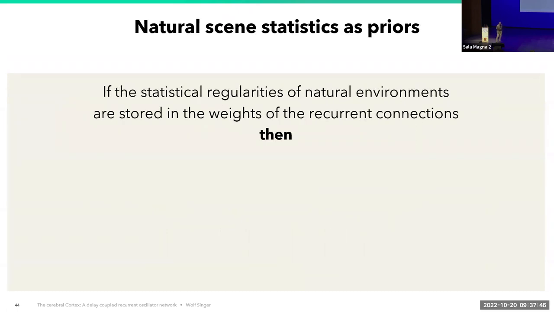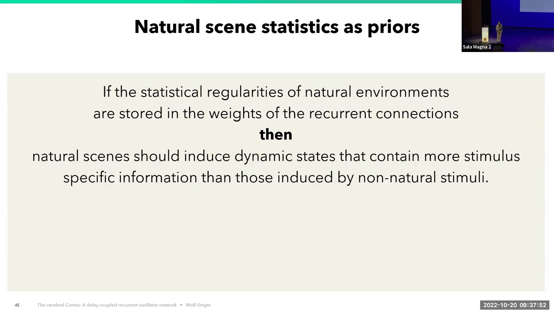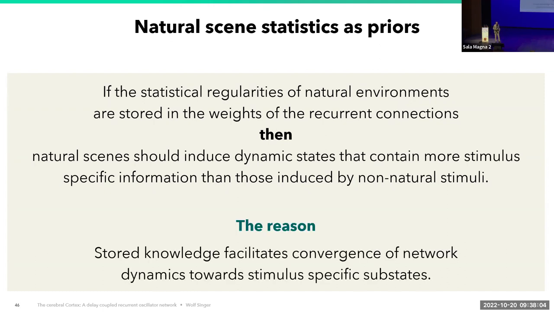So if the statistical irregularities of natural environments are stored in the weights of the recurrent connections, then it follows that natural scenes, which match these priors, could induce dynamic states that contain more stimulus-specific information than those induced by non-natural stimuli. The reason is that stored knowledge facilitates the convergence of network dynamic states towards stimulus-specific substates if there is a good match.